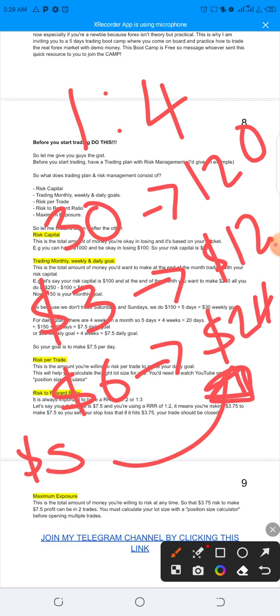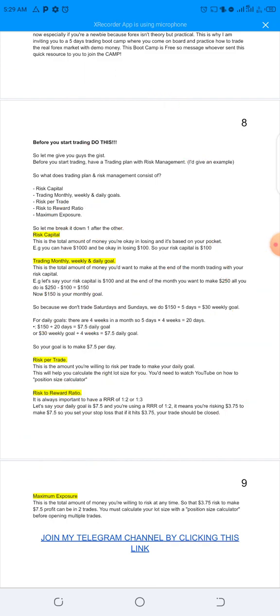I hope you're understanding this. This is why you apply proper risk management. I hope you are seeing how applying proper risk management will help you last longer trading forex. So this is how it actually works.